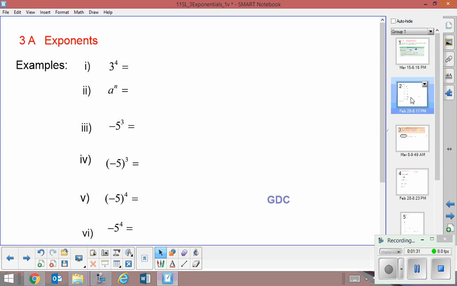You could at this point pause the video, go through and fill them all in, and then turn it on to check your answers. I'll put a note for GDC here, to make sure you can do these on your graphics calculator as well as in your own head. So pause it now and then come back and see how you've gone.